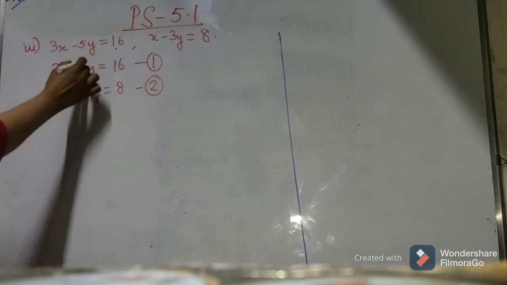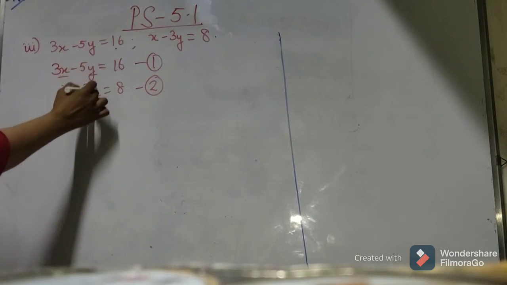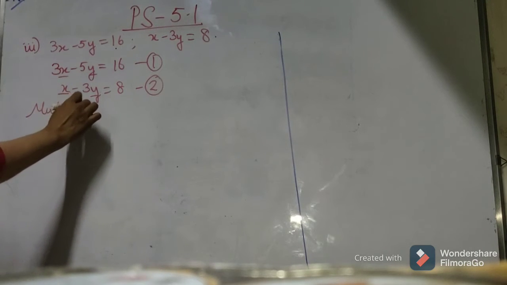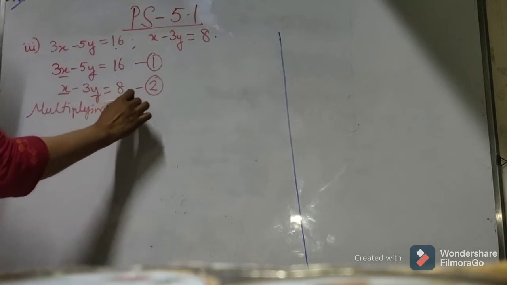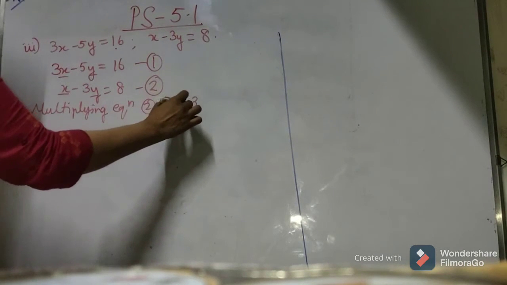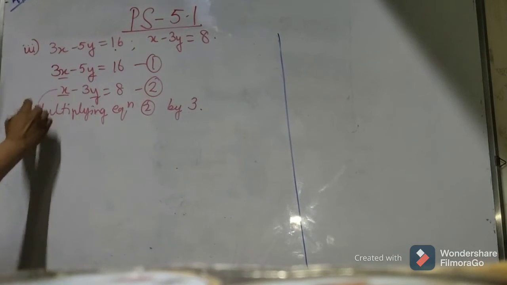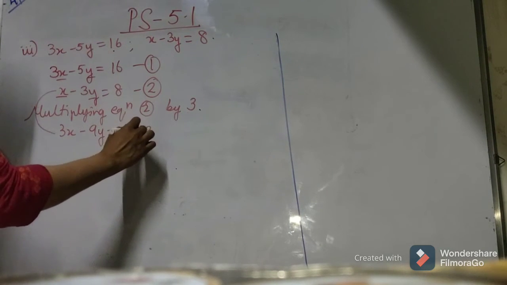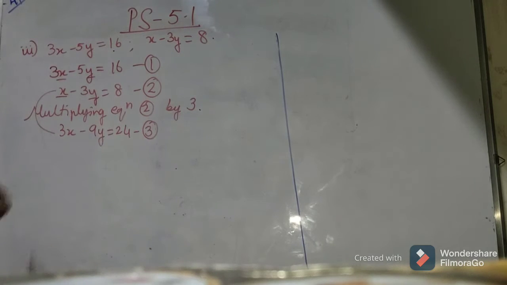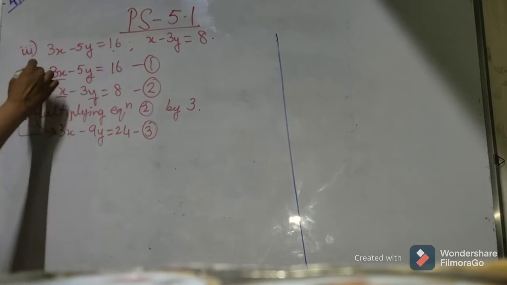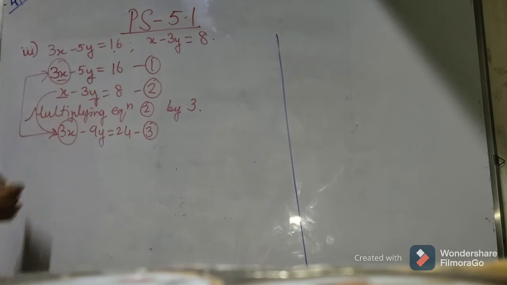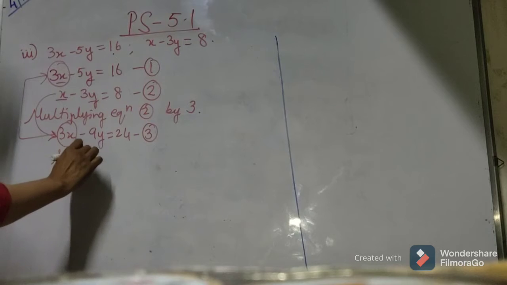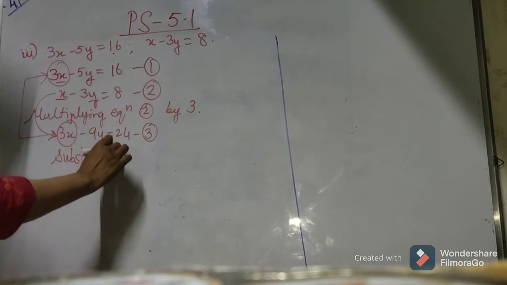Now again compare the x variables and y variables. I can see nothing is common, so I am multiplying equation 2 by 3. Okay, so what do I get? 3x minus 9y is equal to 24. So now I am marking it as third equation. Now I compare 1 and 3. I can see 3x variable is common, yes, and both are addition and I have to eliminate it. Okay, this method is called elimination.